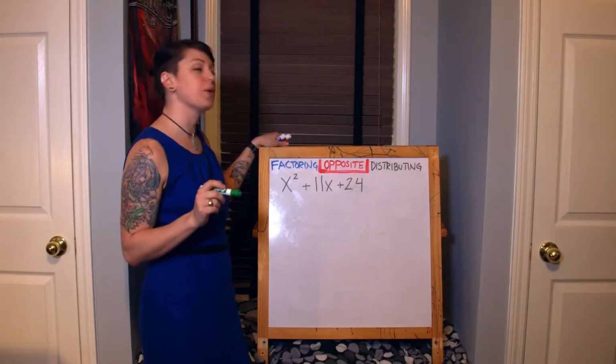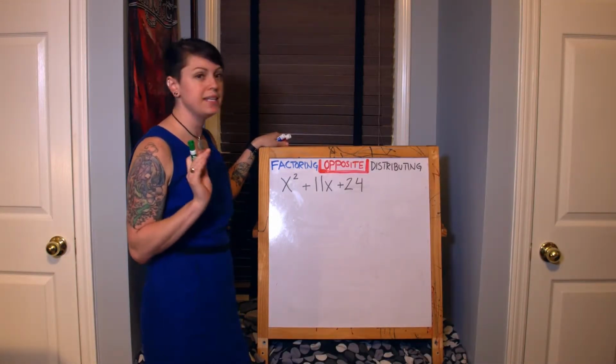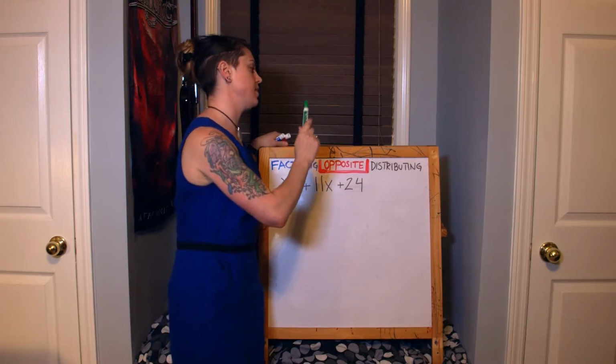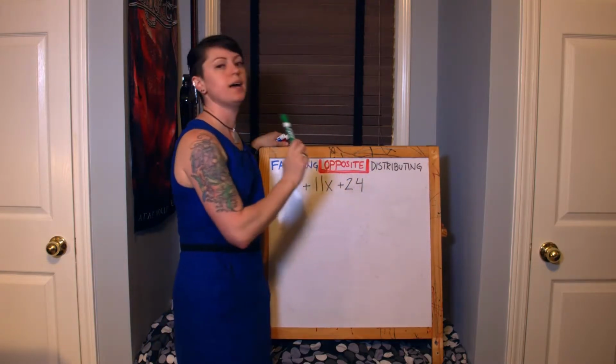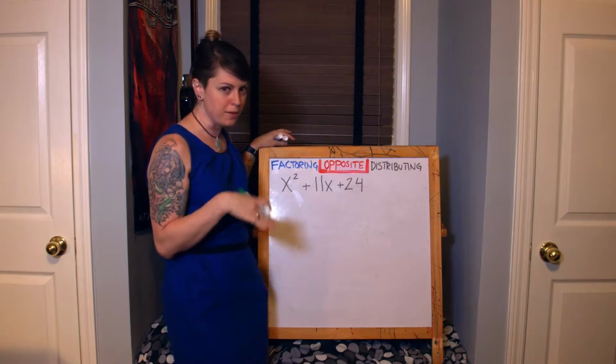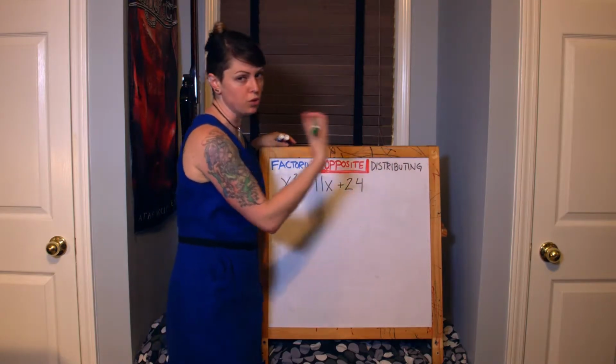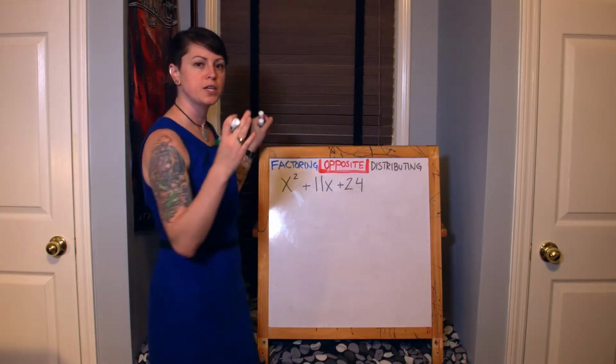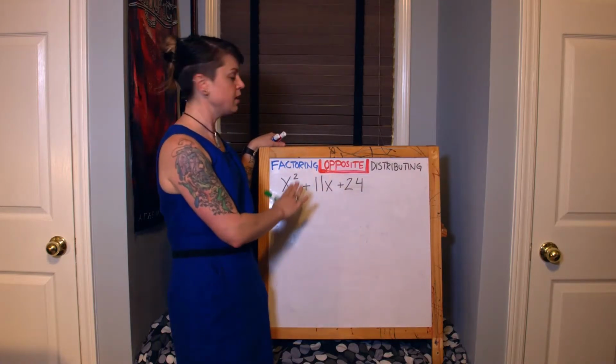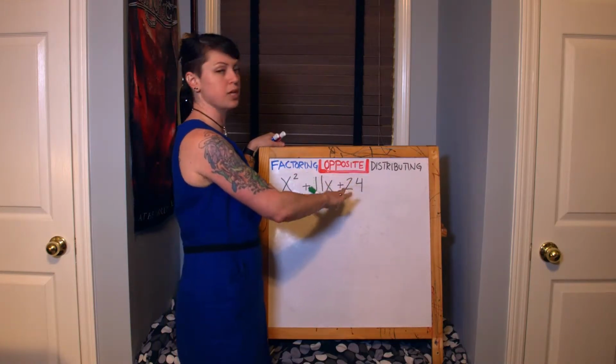All right, everybody, today we are going to be factoring. And what I need you to remember is that factoring is just the opposite of distributing. And if you can remember that, then you're going to be fine for any of this, because if you can distribute, you can factor. We're just working backwards. So here's what we have. We have this quadratic, x squared plus 11x plus 24.